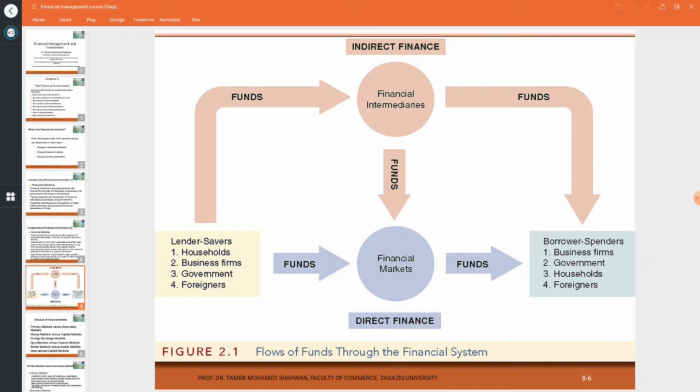On the other hand, we have financial institutions, or sometimes they're called financial intermediaries. Financial intermediaries play an indirect finance role by transferring the funds from lenders or savers to borrowers and spenders indirectly, where the financial institution plays the role of an agent between the two partners, between lenders and borrowers, or between savers and spenders. And this figure shows you the main components of any financial system and differentiates between financial intermediaries and financial institutions.